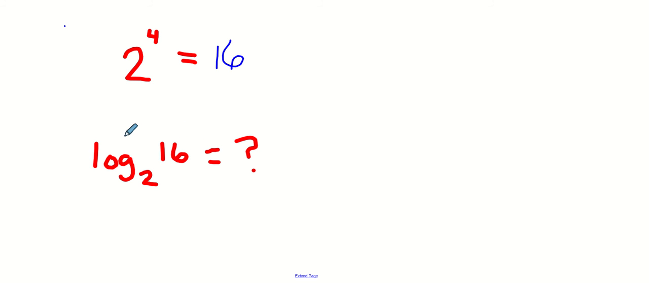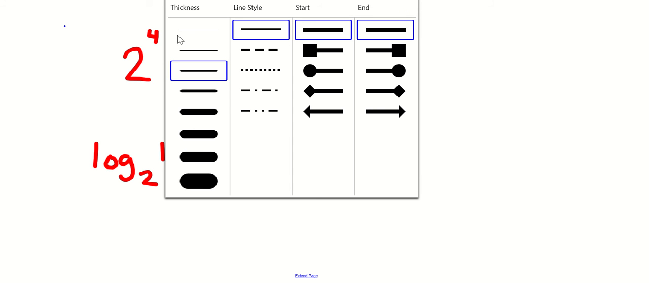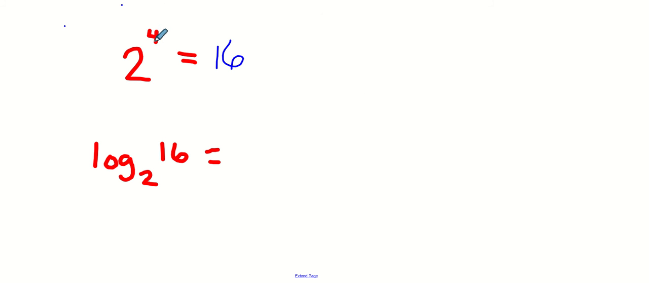And this is asking a different question. This is how I think of this. When I asked you 2 to the fourth power, I asked you basically to take 2 and multiply itself 4 times to get 16. What it's asking here is 2 to what power gives me 16. So let me say that again. I think of a log as a question. 2 to what power gives me 16?